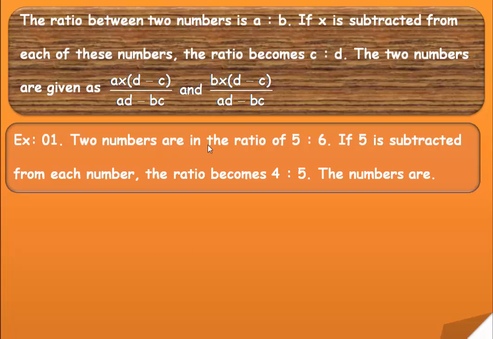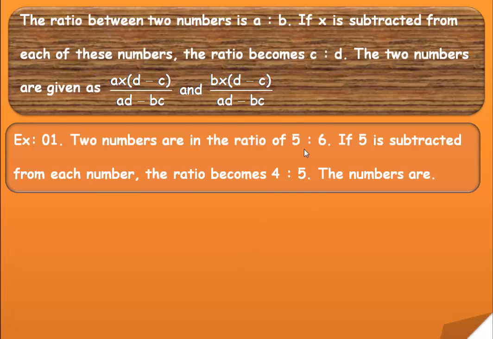two numbers are in the ratio of 5 is to 6. If 5 is subtracted from each of these numbers, the ratio becomes 4 is to 5. Then the numbers are... Now here, given that the ratio of two numbers is 5 is to 6, if 5 is subtracted from each of these numbers, that ratio becomes 4 is to 5, then we have to find the original numbers.